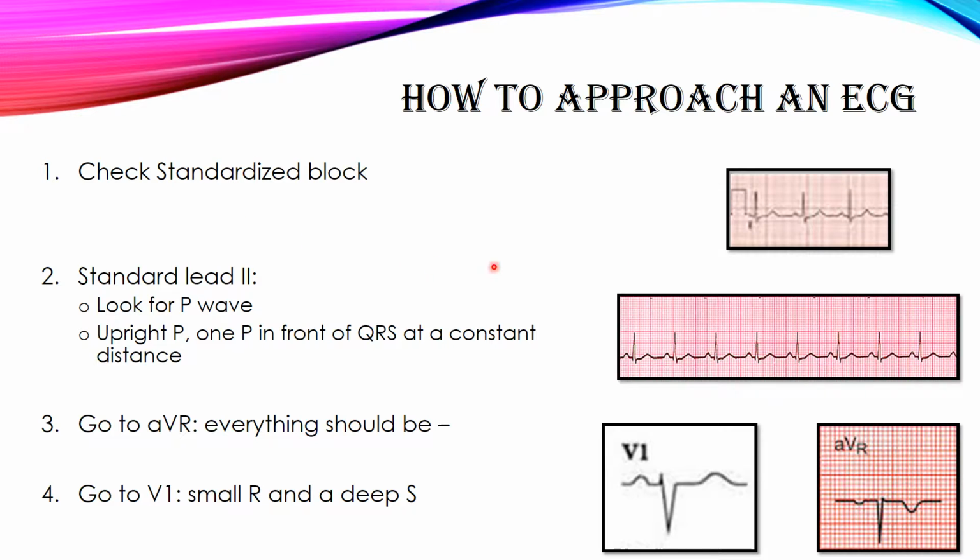When approaching an ECG, one first needs to look at the standardized block. Is it upright and is it straight? Then you move on to standard lead 2, where you look for a P wave in front of each QRS complex at constant distances. Then you move on to the AVR and we check if everything is negative. And lastly, you go to the V1 fixed block and check if you have a small r deep S.